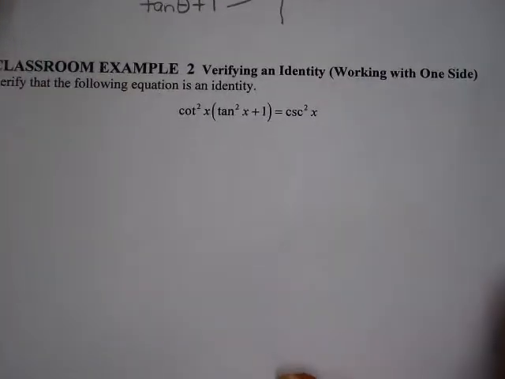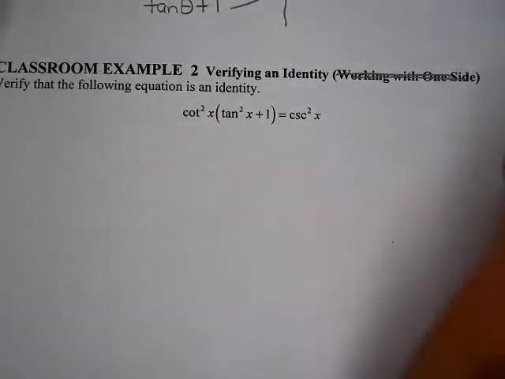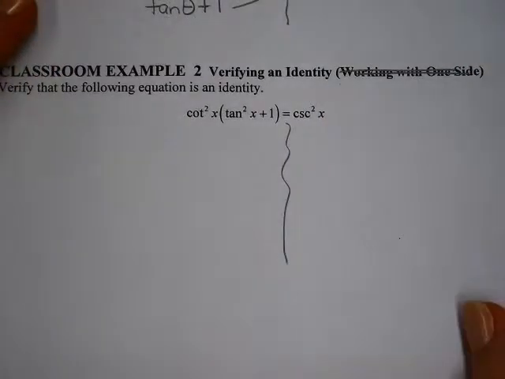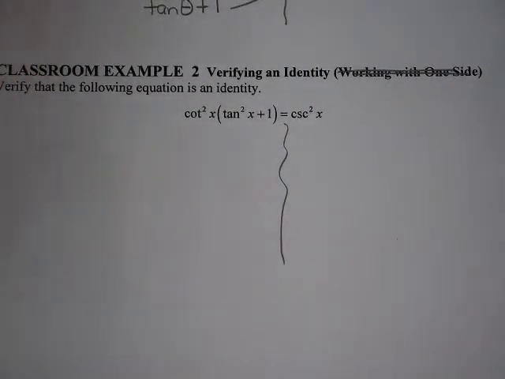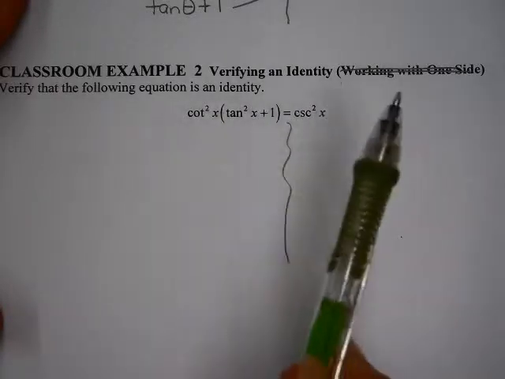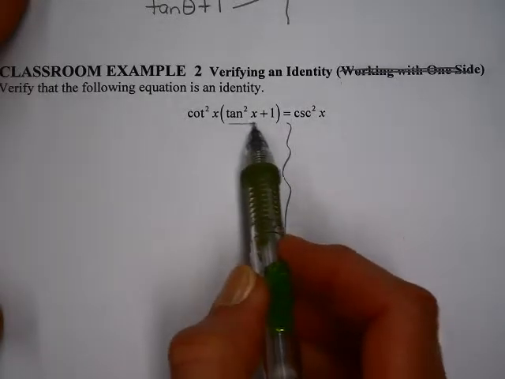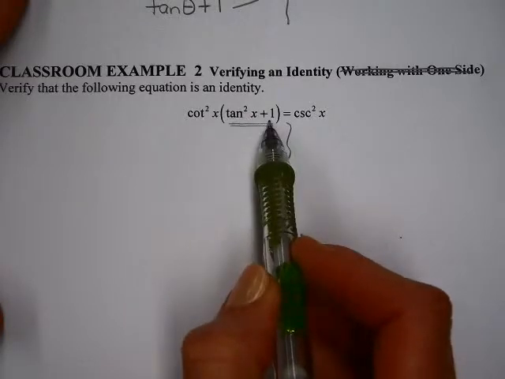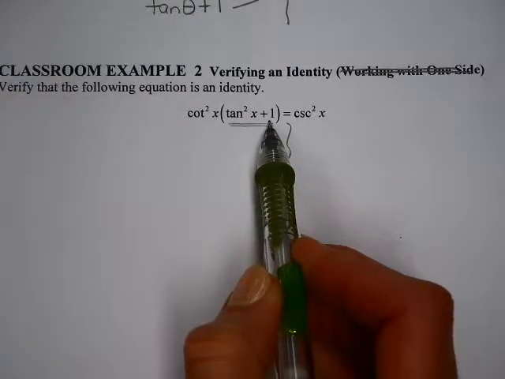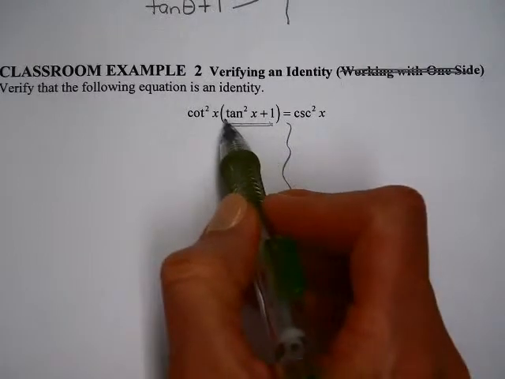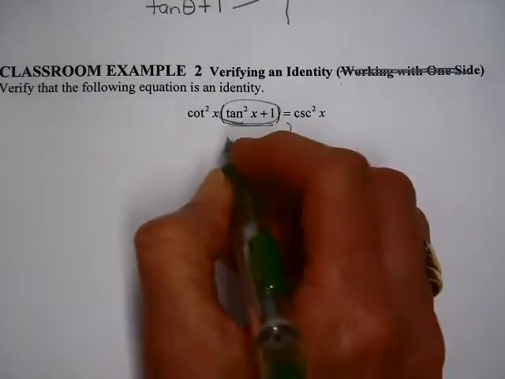Okay, look at another one. Again, I'm going to scratch working with one side, because if you want to work with two sides, it is fine. Again, draw my line. All right, this time, what do you see? I'll tell you what I see. I see the distributive property, but I also see this right here reminds me of a Pythagorean identity, because I've got tangent squared plus 1. And it is, according to my identity sheet, the secant squared. So instead of distributing, I'm going to replace this right here with the secant squared.